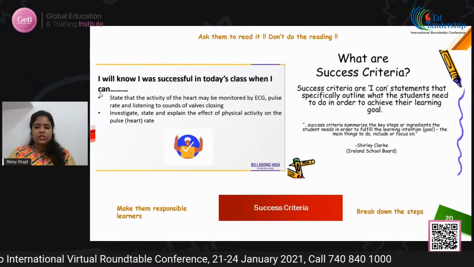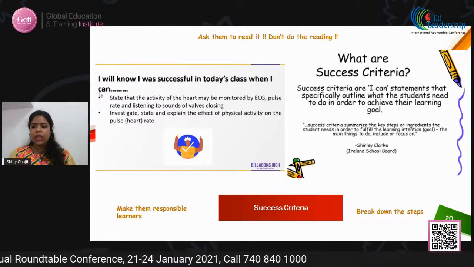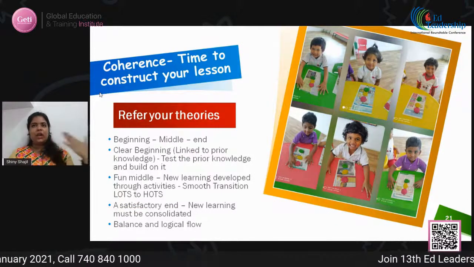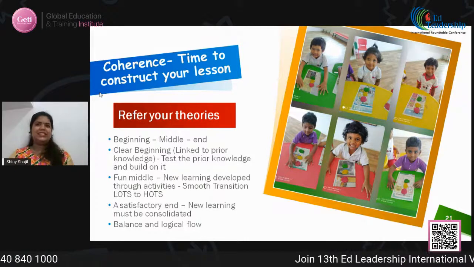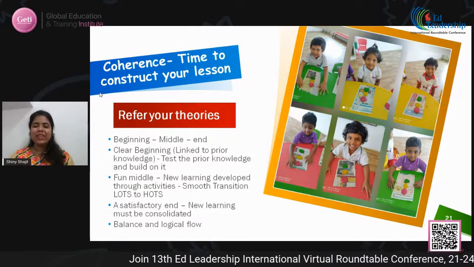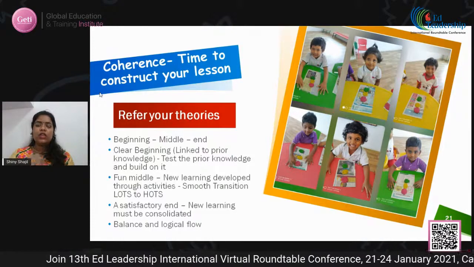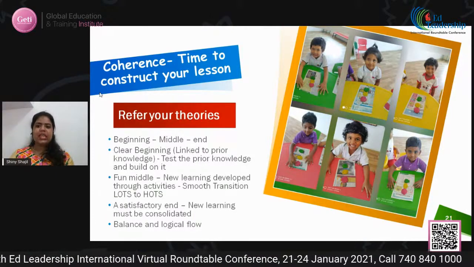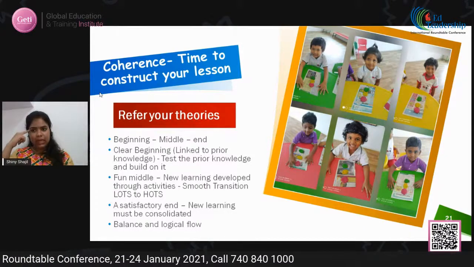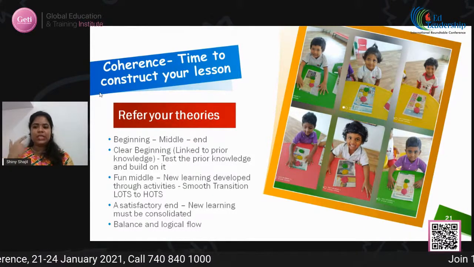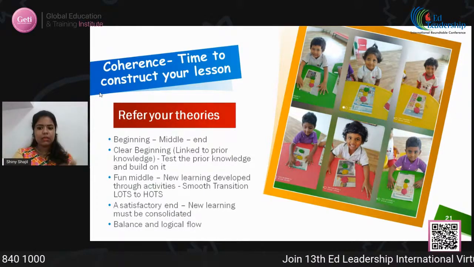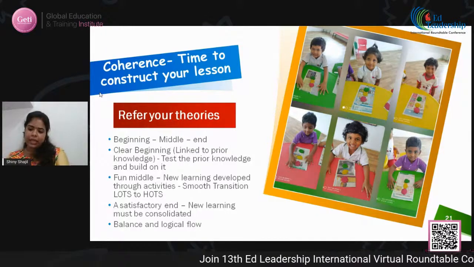Okay, so now we have stated the success criteria and everything, and now to the lesson. The main part of the lesson where teaching takes place, where learning takes place. Coherence: you have to construct your lesson in a very balanced way, keeping in mind, at the back of your head, the theories. Your lesson must have a good beginning, a good middle, and a good end.